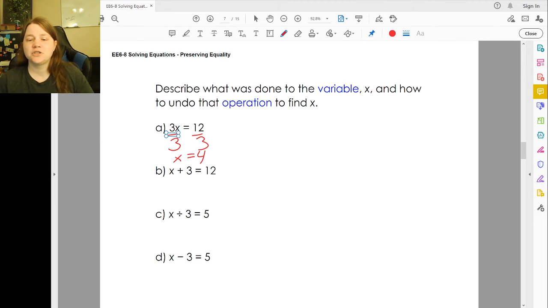Don't forget that the fraction bar means division. So in letter B, x plus 3 equals 12.